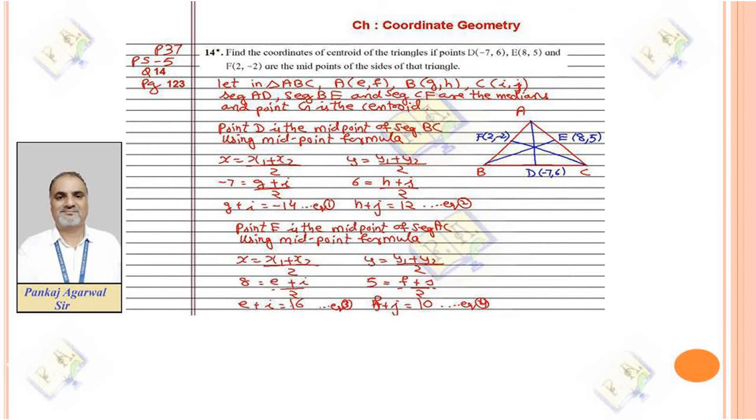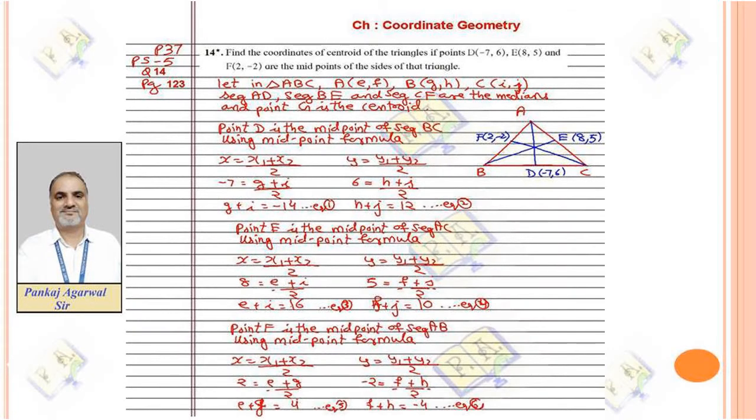In the same manner, point E is the midpoint of segment AC. So using midpoint formula, we'll again get two equations, one for x coordinate and one for y coordinate, as e plus i is equal to 16, we'll call it equation 3. f plus j is equal to 10, we'll call it equation 4. In the same manner, point F is the midpoint of segment AB. Using the midpoint formula, again, for the x coordinates we will get e plus g is equal to 4, we'll call it equation 5. f plus h is equal to -4, we'll call it equation 6.